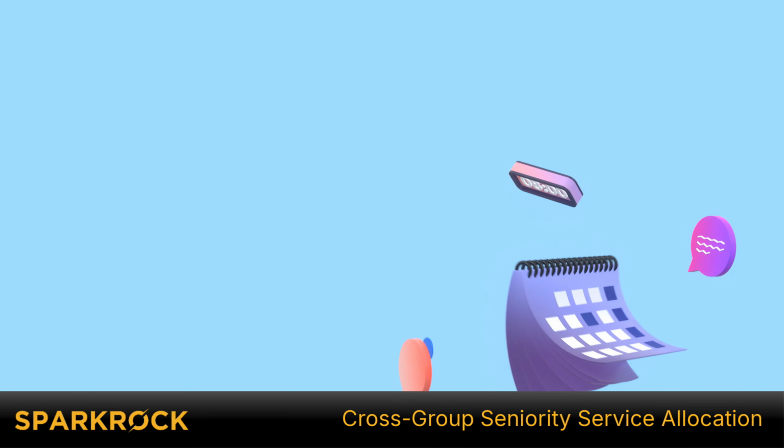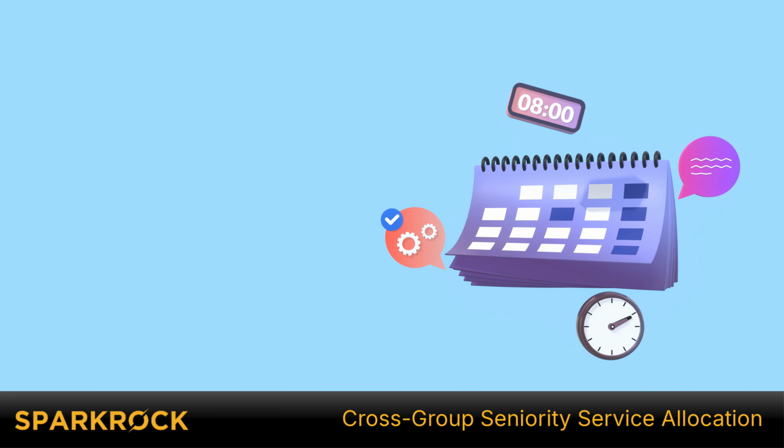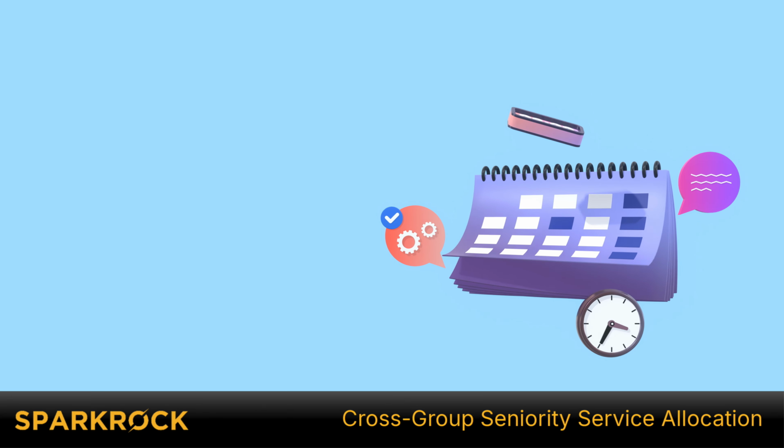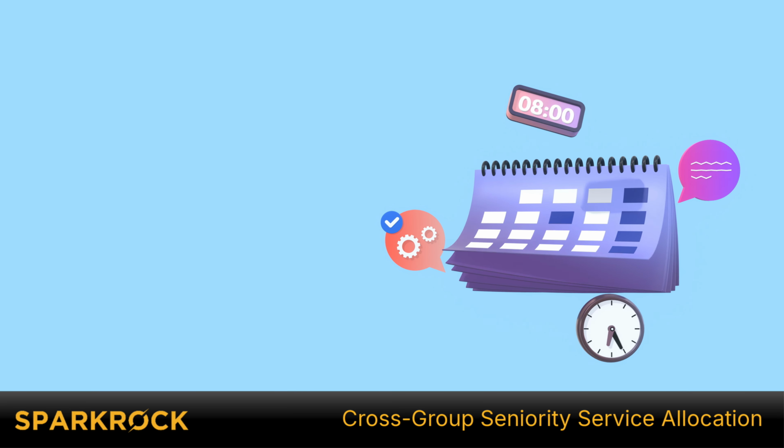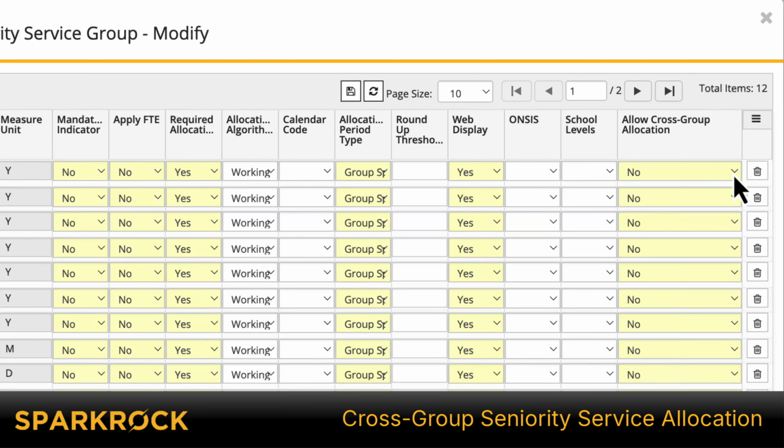Well, with this enhancement, the system can now aggregate seniority service across groups automatically during allocation, even when the groups use different measuring units like days versus years. One note is that this new feature is something that needs to be enabled. If you don't touch anything, seniority service will continue to work exactly as it has in the past.